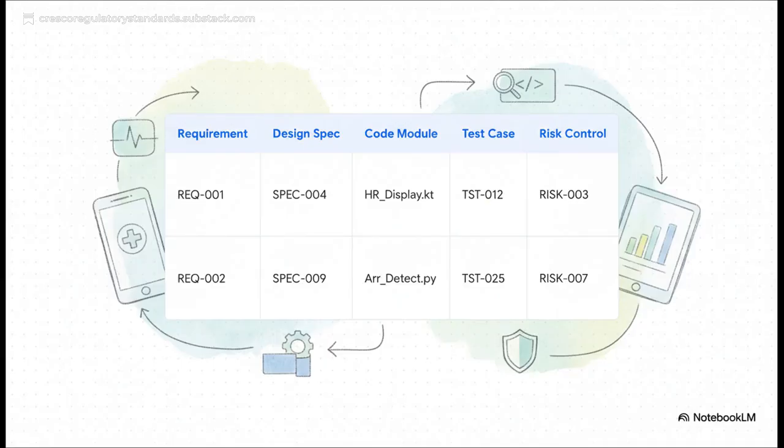And this right here, this is the auditor's secret weapon, the traceability matrix. Just look at how it connects everything. This one document creates a totally unbreakable chain, linking a user requirement directly to the design spec, the specific code module that built it, the test that proved it works, and the risk control that keeps it safe. This isn't just boring paperwork. It's your get-out-of-jail-free card during an audit. It's the ultimate proof of a controlled process.